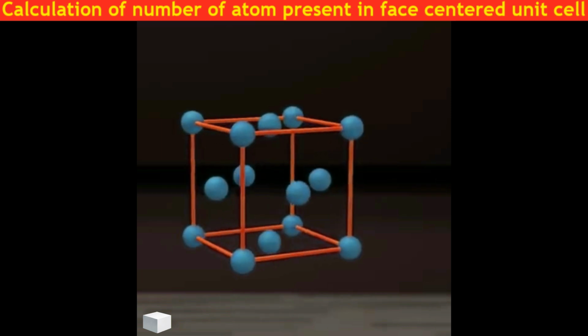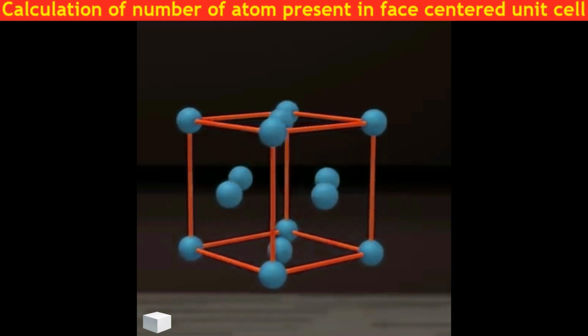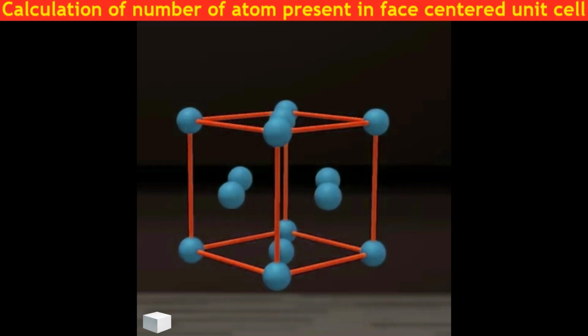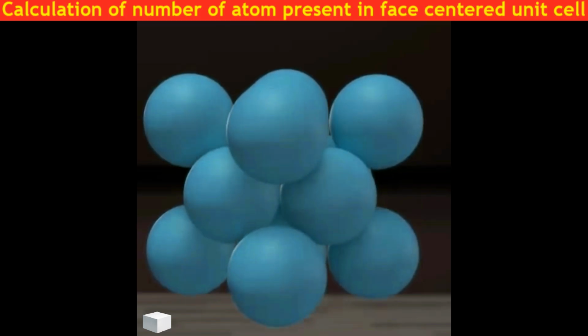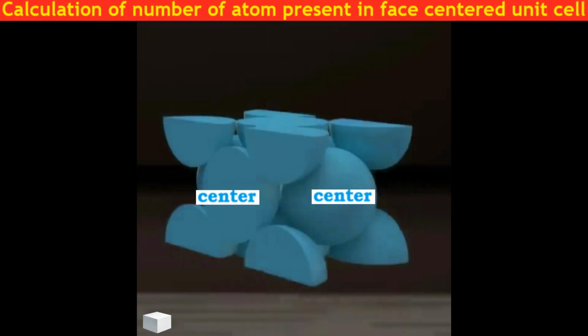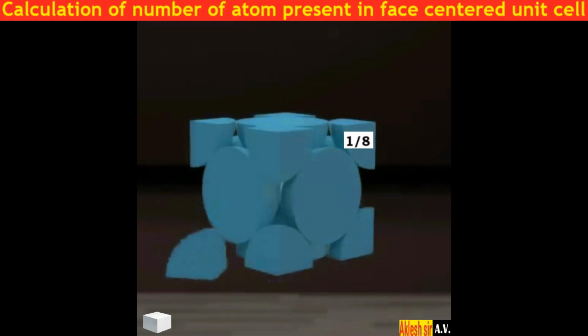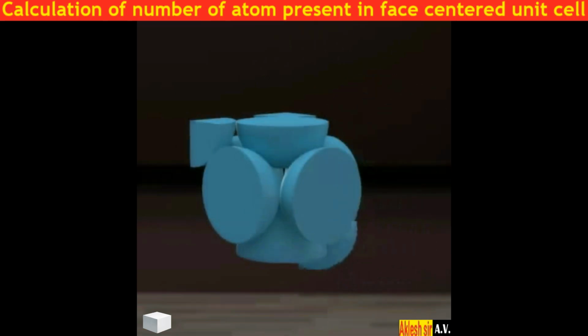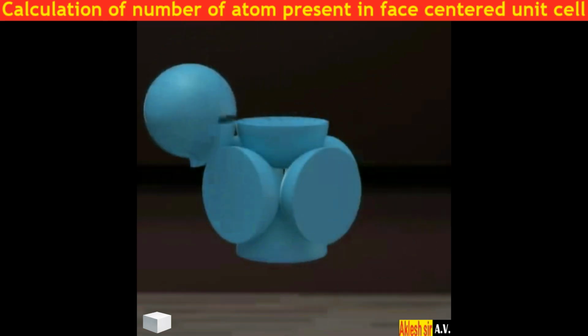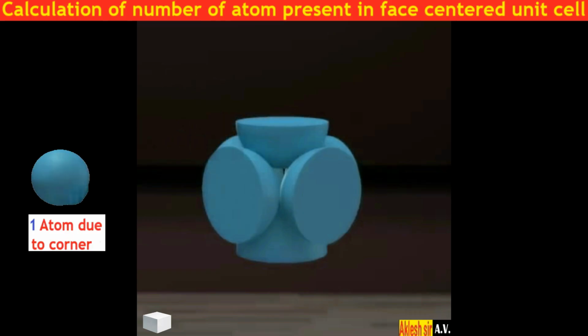Calculation of total number of atoms present in a face-centered unit cell. In the animation below, the face-centered unit cell has 8 atoms at the corners and 1 atom present on each face of the cube. In a face-centered unit cell, each corner atom contributes 1/8 of an atom to one unit cell. So when all 8 corner 1/8 atoms are joined, we get 1 atom. Total atoms due to the corners of the unit cell is 1.